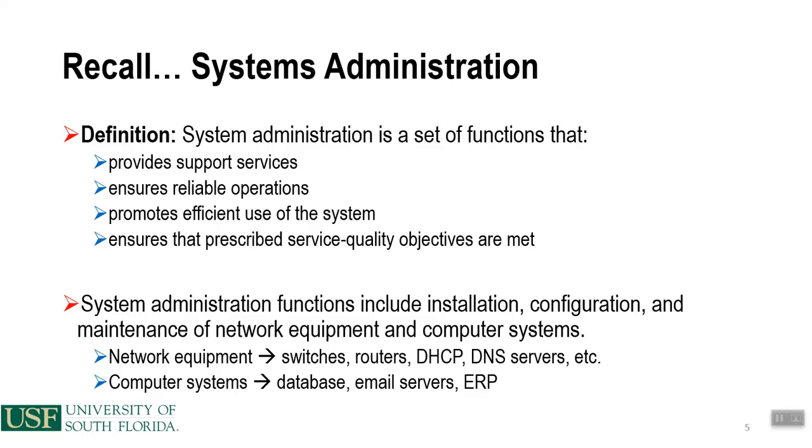First, systems administration is a set of functions that provides support services, ensures reliable operations, promotes efficient use of the system, and ensures that prescribed service qualities are met. And systems administration functions include installation, configuration, and maintenance of network equipment and computer systems. And these network equipment could be switches, routers, and so on, and computer systems could be databases, email servers, ERP systems, and so on.